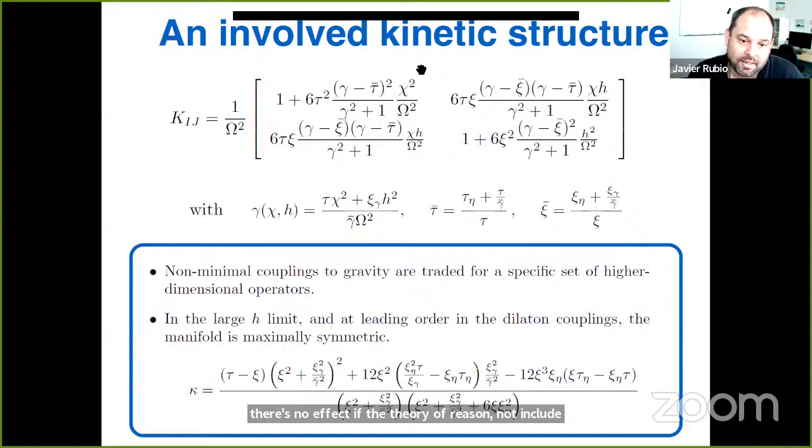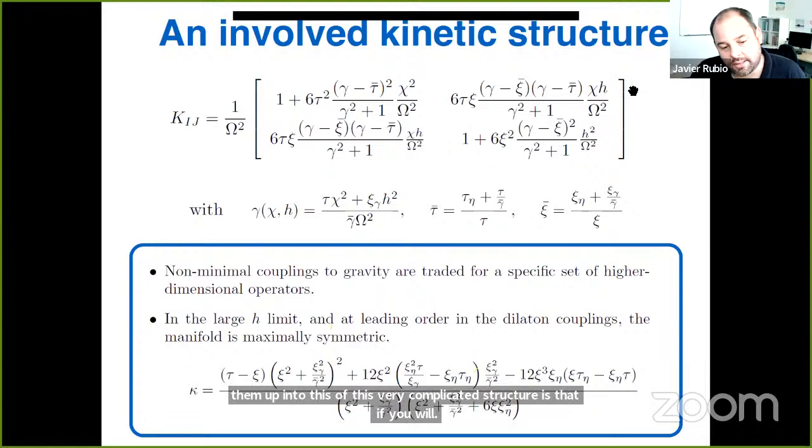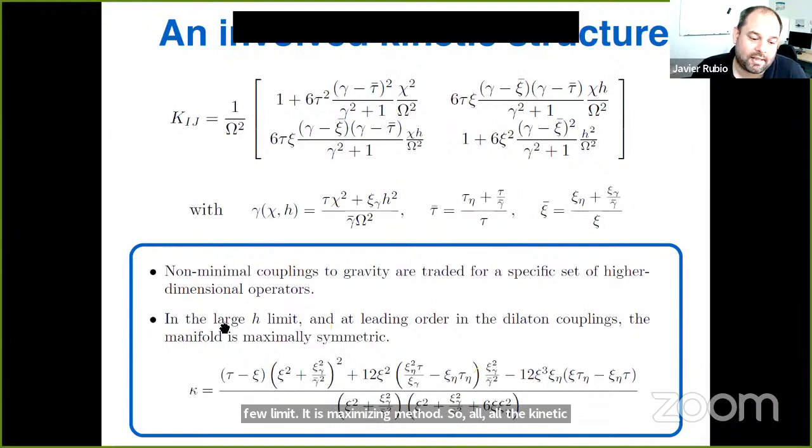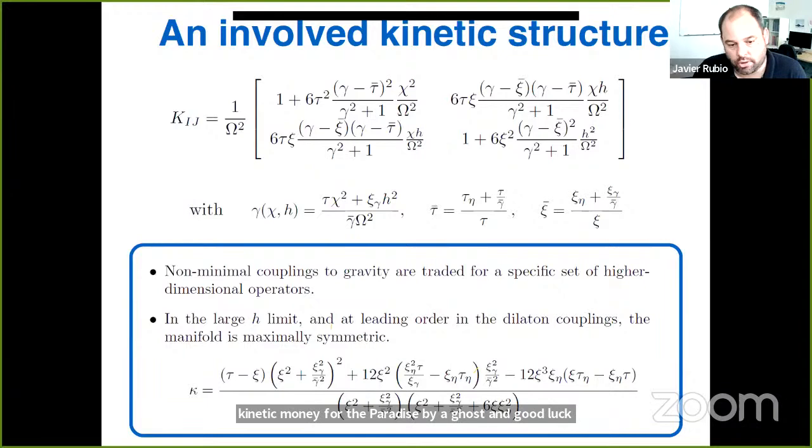An important property of this very complicated structure is that if you look to the large field limit, it is maximally symmetric. So all the kinetic manifold is characterized by a constant curvature, a constant Gaussian curvature in this dimensional manifold. This will play a role in what follows.